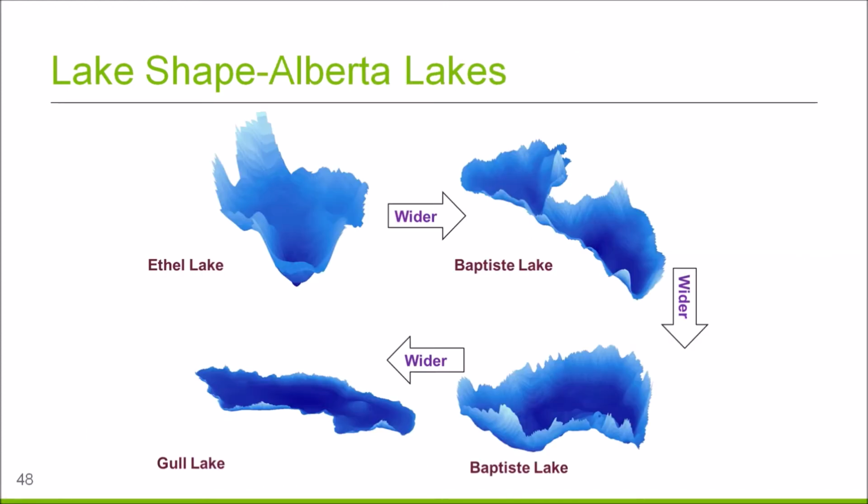Then we tried to look at the real shapes of Alberta lakes. We do have some three-dimensional bathymetric information for these lakes, and these plots are the real thing, but we changed the scale on the vertical axis so that you can actually see the real shape of different lakes. There are some lakes that have a very narrow bottom, like Ethel Lake, and some lakes that have a very wide bottom, like Gull Lake. So we found that our lakes are also different. Not all lakes have a similar geometric shape.